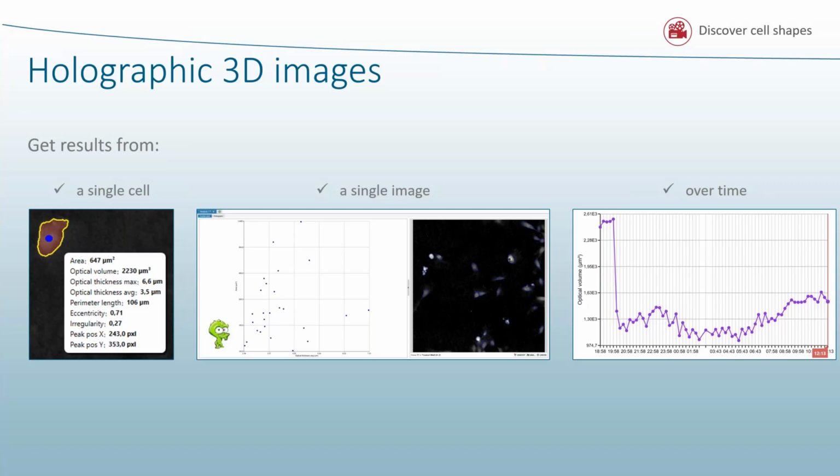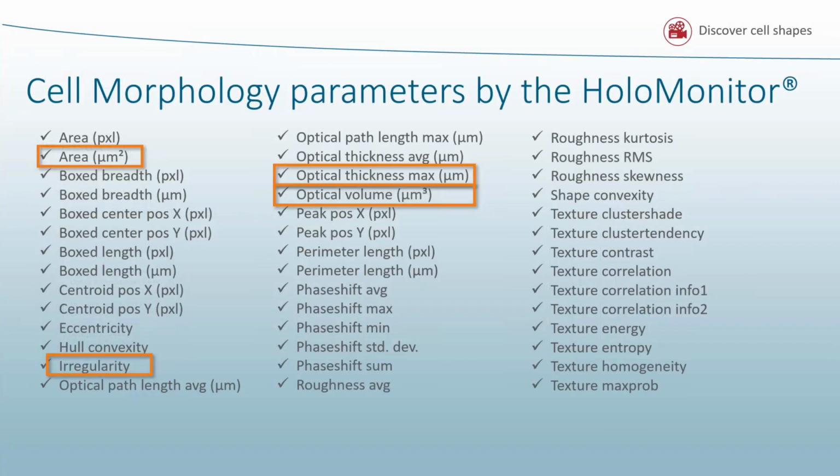Altogether, we have all these morphological parameters presented by the HoloMonitor. I've talked only about the few: the area, irregularity, optical thickness, and the optical volume. But there are so many more. And all these parameters are described in the addendum to the handout. So look there if you're interested in more in-depth descriptions.